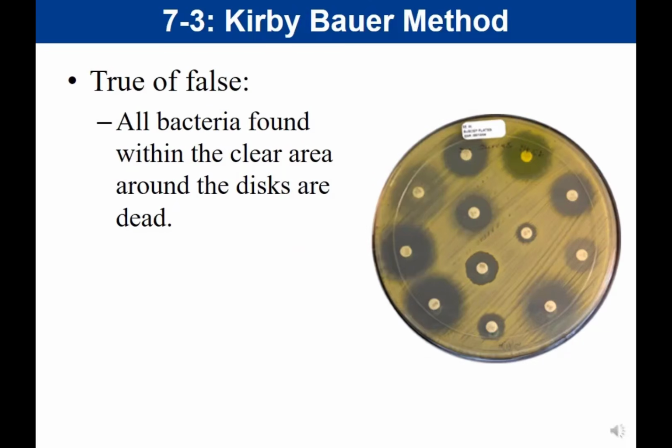So you want to review this question that was posed, right? True or false, all bacteria found within the clear area around the discs are dead. Review this and understand why that's true or false. And also, is there a test you could do as a follow-up to distinguish between different possibilities? Could you do a test to distinguish if bacteria are actually dead in those clear zones? You want to know that those clear zones are called your zones of inhibition.